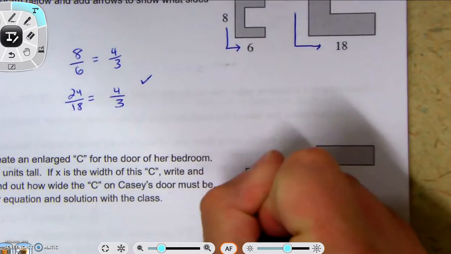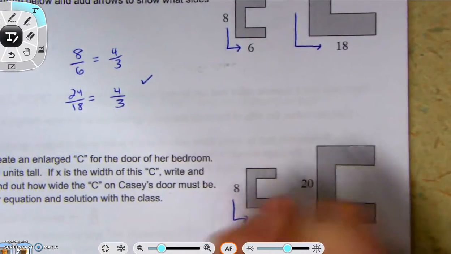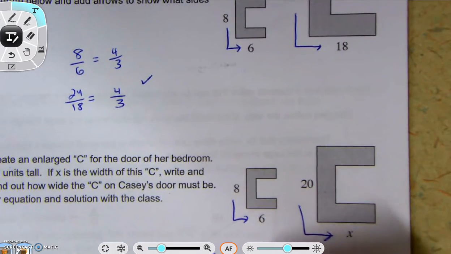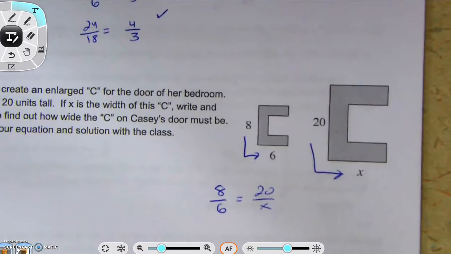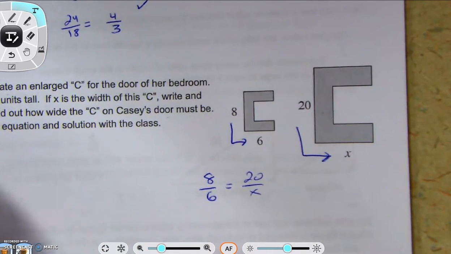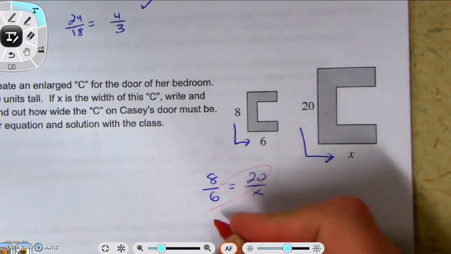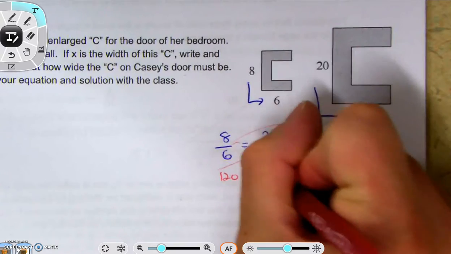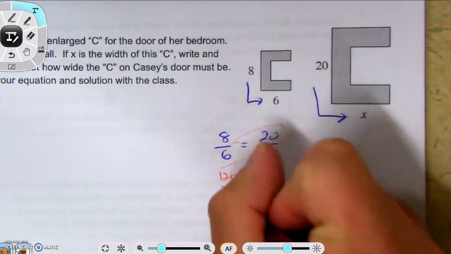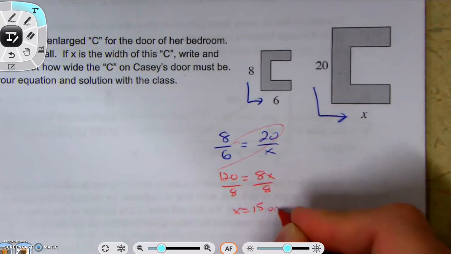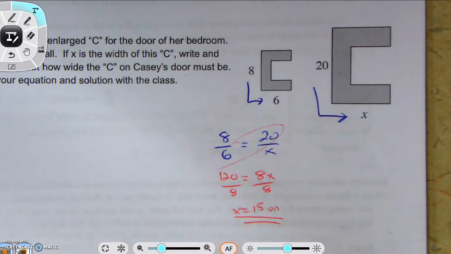I could say 8 over 6 is equal to, and if I say 8 over 6, I need to say 20 over x. So I can have our proportions that look like that. If I have proportions equaling each other, I can do 6 times 20 to give me 120 is equal to 8x. Divide by 8, divide by 8, x is equal to 15 units. So our answer there would have to be 15 units.